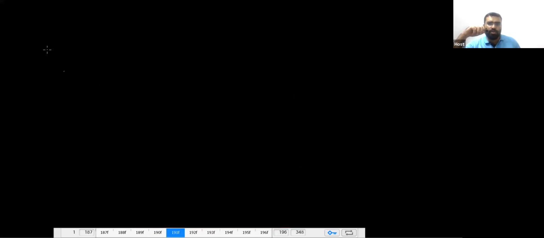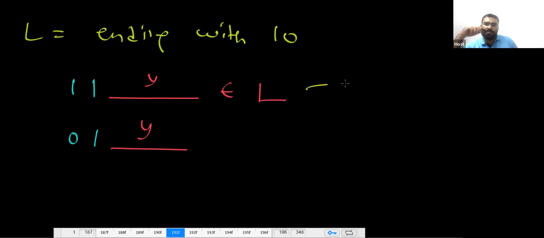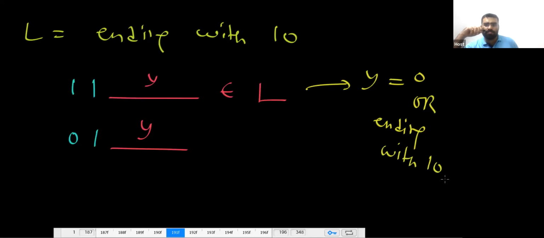Because you can clearly see, look at this. Your language is ending with 10. This is your language. Now look at these two strings. Let's assume this belongs to L. Then what are the possibilities for Y? Either Y is 0 or Y is ending with 10. Correct or not? If this belongs to L, then either Y will be 0 or Y will be ending with 10.